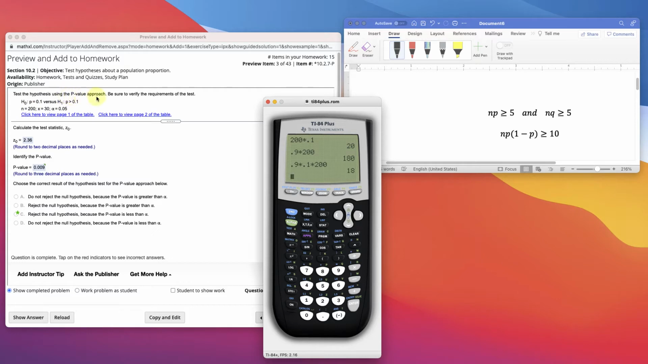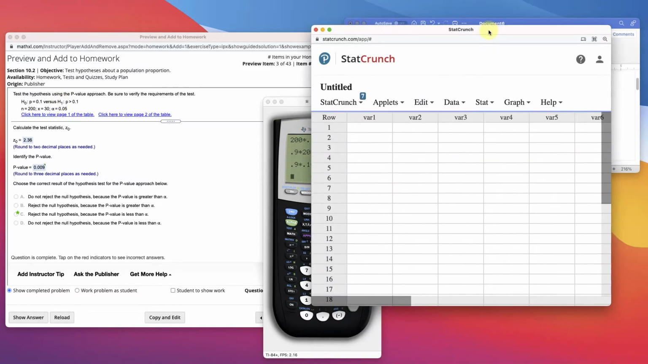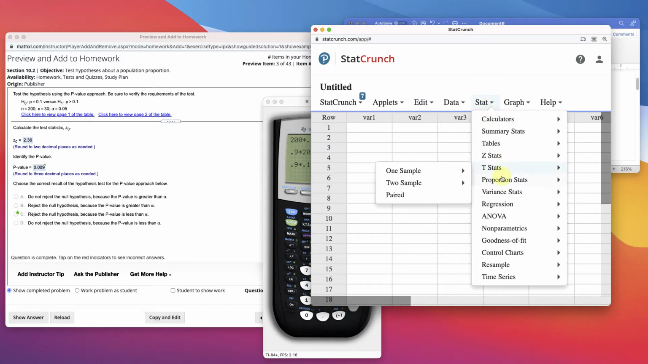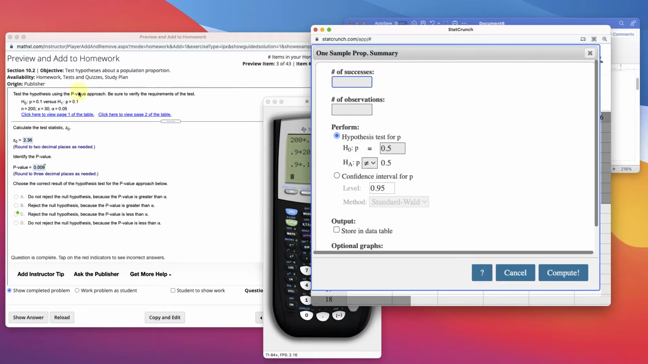Okay? So the first thing is to read this. They have a p-value approach they want us to do. Here's the information. They want us to use the tables, but let's use StatCrunch first, and then I'll show you the table. So go down here to Stat, and we're under Proportion Stats, because this is a proportion. We have one sample with summary. The number of successes is your x value, 30. Observations are your n value. And then remember, the initial hypothesis is always an equal to for these. So you should always have equal to. It's not even an option to change it.